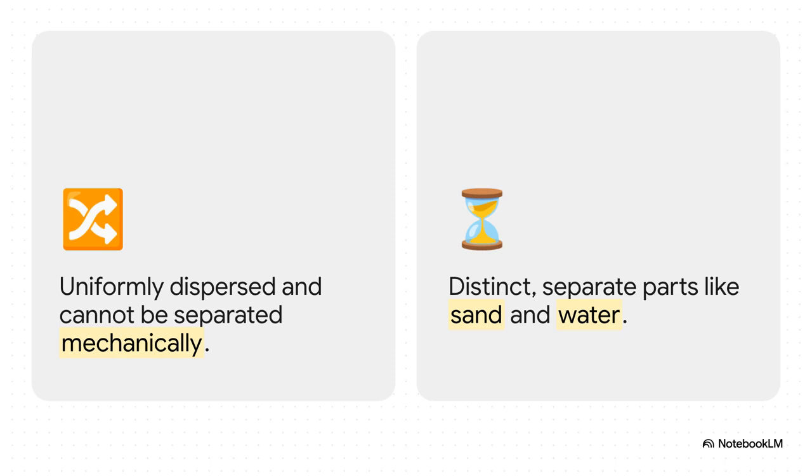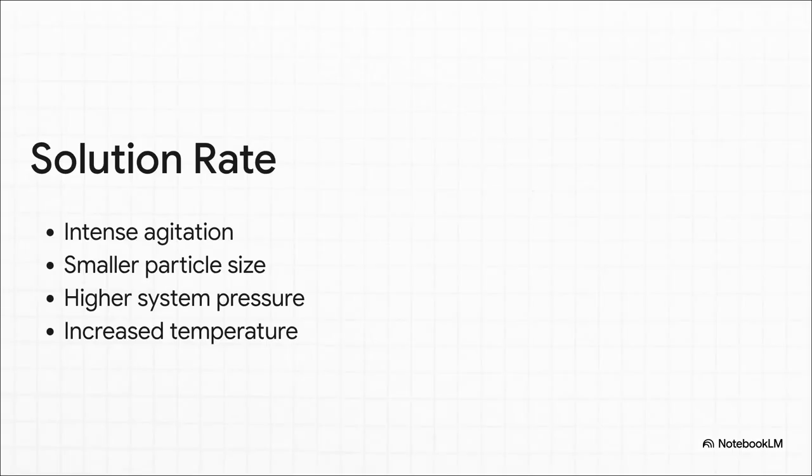On the other hand, heterogeneous mixtures have distinct, visibly separate parts that completely refuse to dissolve into one another. Think of sand mixed with water. No matter how much you stir it, the sand is always going to remain separate and eventually just settle right to the bottom. So when a chemical plant needs to force a solid to dissolve into a liquid to rapidly create a homogeneous solution, operators manipulate 4 physical variables on a massive industrial scale.